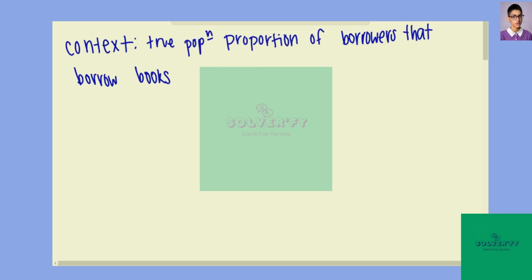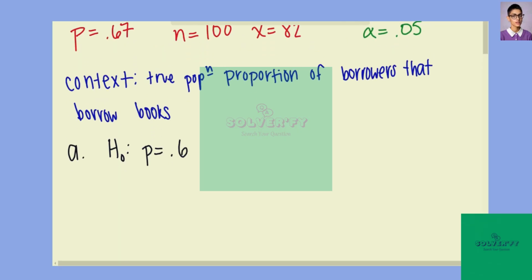So we start by identifying the claim, or our null hypothesis, which is just that the true population proportion is 0.67. Our alternative is that that's wrong, so the true proportion is actually something other than 0.67.